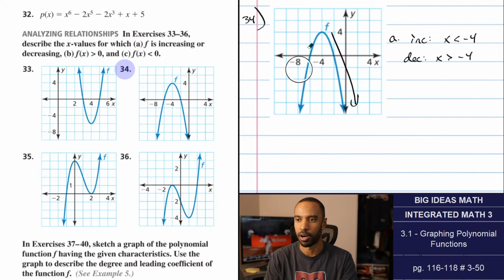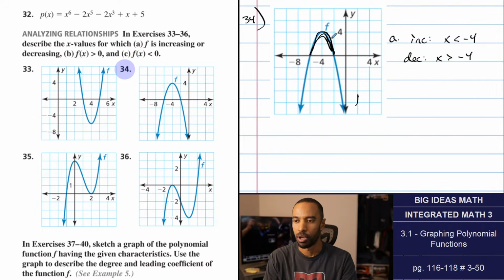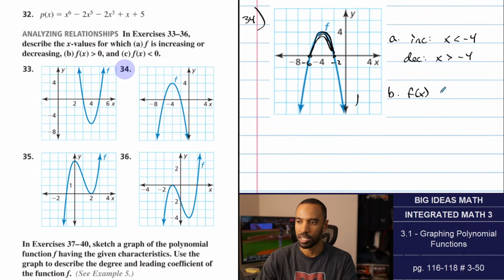Let's now talk about part B. When are we positive? We're positive right here. Now notice these are scaled by 2s. So this is -6 and this is -2. Just keep that in mind. So part B, f of x is greater than 0 or positive when x is between -6 and -2, right? Between -6 and -2 on x.